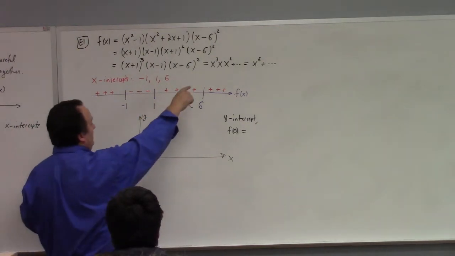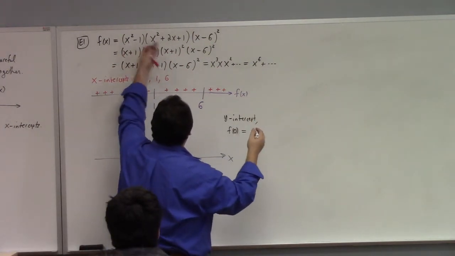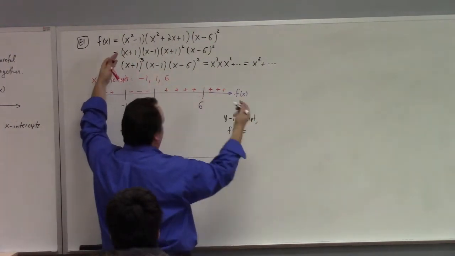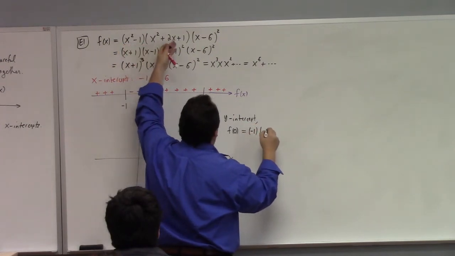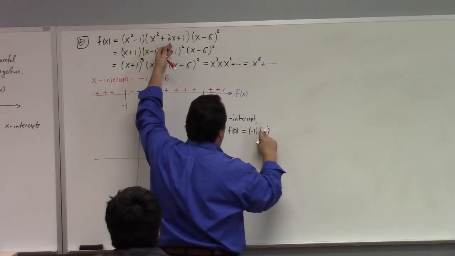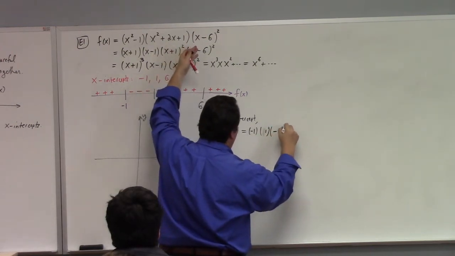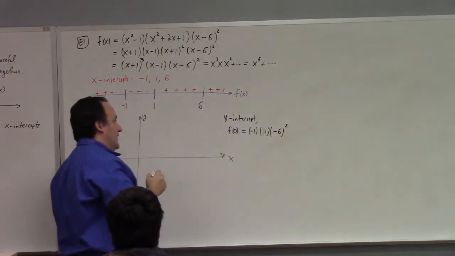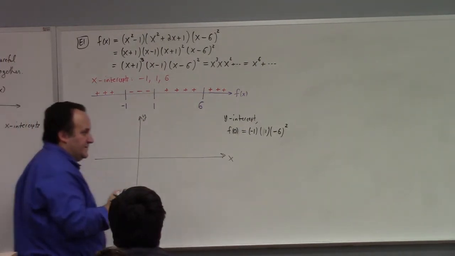So it's easy though. You just plug in 0. You can plug in 0 to the original formula or the simplified formula, whatever. I'll plug it in the original formula. It gives minus 1 times 1 times minus 6 squared, mind the square, and that gives me what? Minus 36, right?